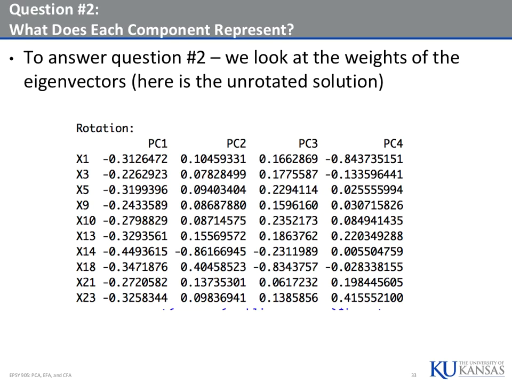Question number 2 is, what do they mean? And this is where subjectivity comes in. All right? Here is what we call the unrotated solution. We're going to talk about rotations in just a moment, but I refuse to do it for principal components. That's an EFA type thing. You could do it in the principal component, but I'm not going to. What we need to interpret is which variables contribute most to each component. So take a look at PC1. They're all negative, but they're all in the same direction. The highest one is X14.